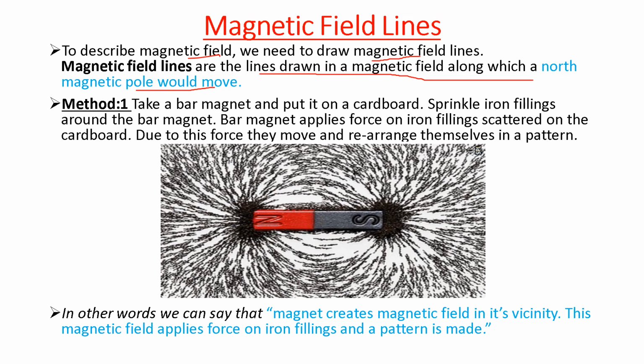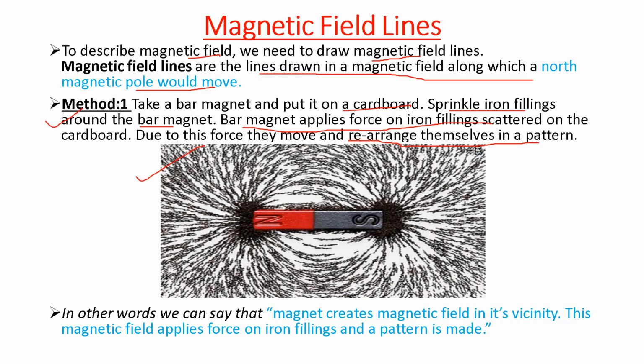But let us first see the first method to determine the pattern of the magnetic field around a bar magnet. First, we have to take a bar magnet and put it on a cardboard. Then we spread some iron filings or iron powder near the magnet. The bar magnet applies force on the iron filings, because of which the iron filings rearrange themselves in a pattern. We can see this pattern in this figure.